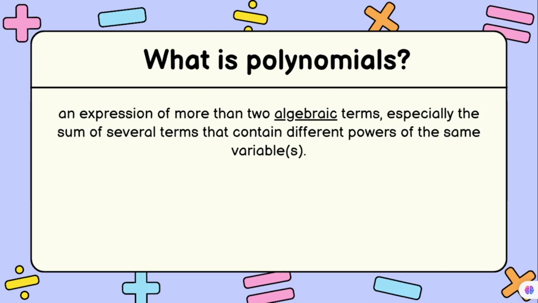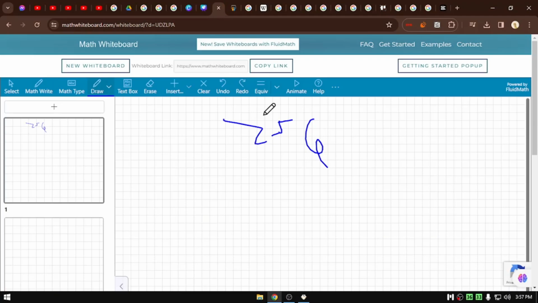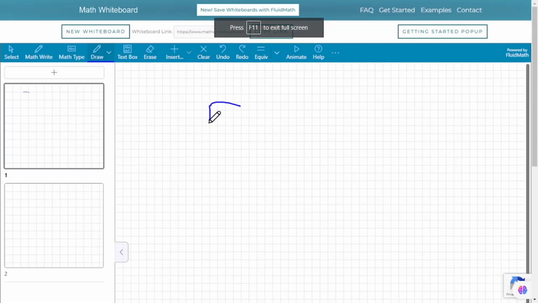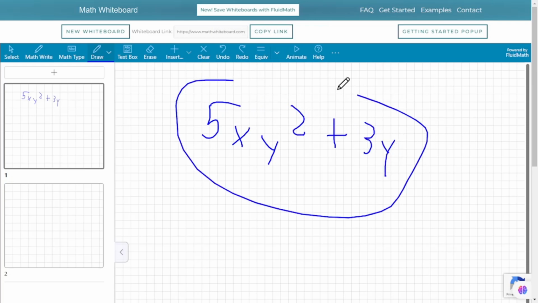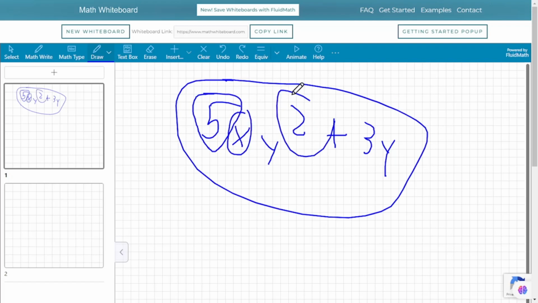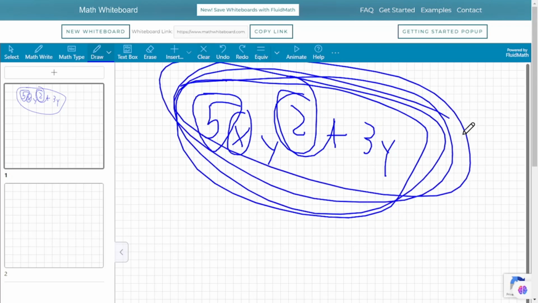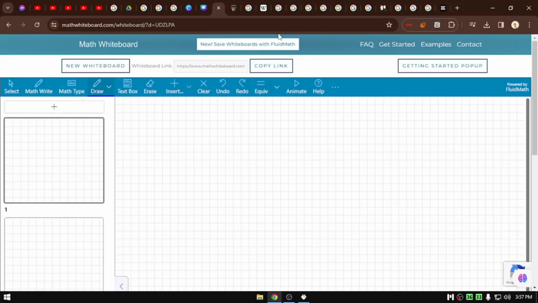A polynomial is an expression of more than two algebraic terms, especially the sum of several terms that contain different powers of the same variables. So, for example, this: 5xy squared plus 3y. This is a polynomial. How? Because it combines a constant with a variable and with an exponent, and it can have different or similar terms.